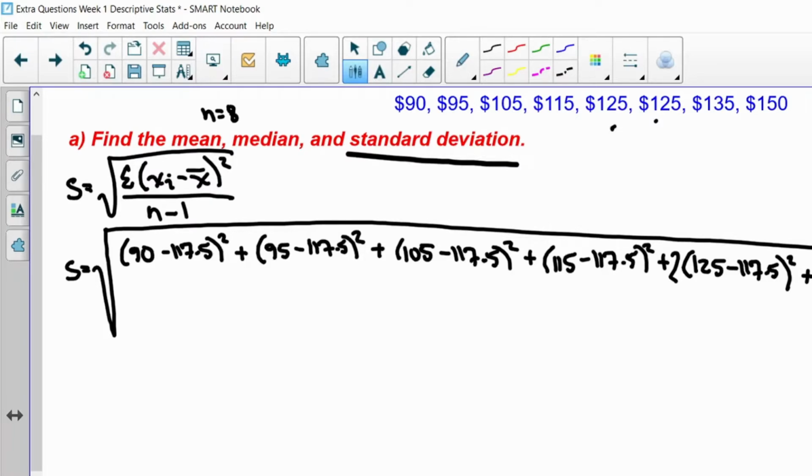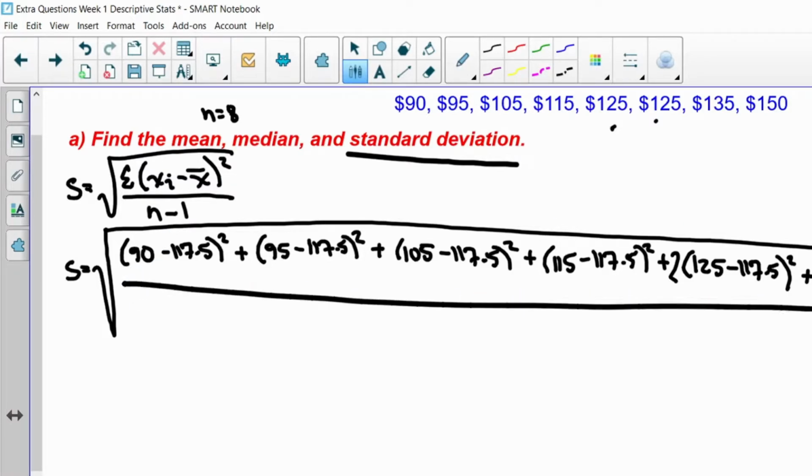And I'm going to have to use my mouse. My writing pad has limits, and apparently I've reached the limit. All right. And I can extend my very ugly square root sign. And all of this, of course, is going to be divided by n minus 1. So 8 minus 1. So, yeah, it's kind of scary looking. Let's do a couple spot calculations here.